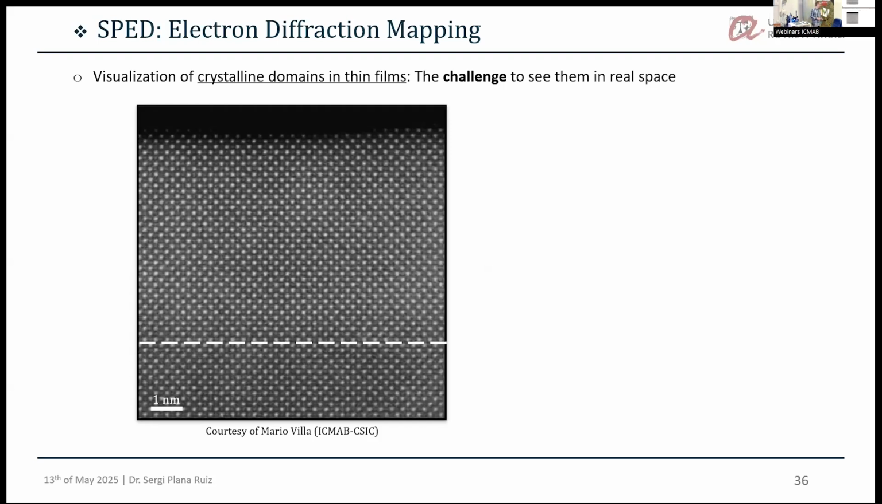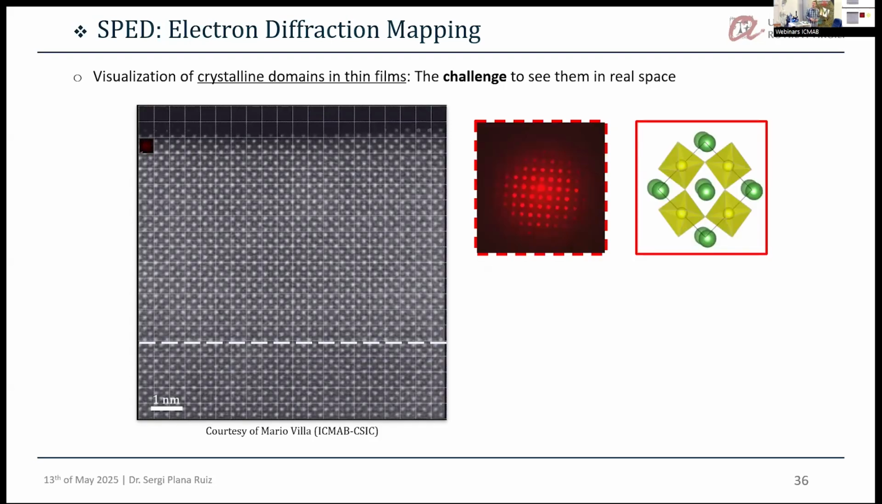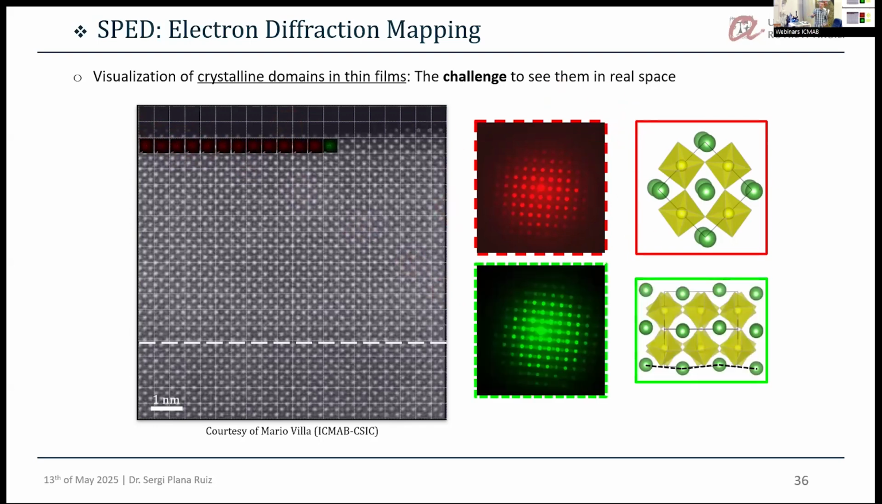But with diffraction, if the patterns are quite different, then you can differentiate them. So if we do that, we just discretize the position of the beam in this image, and you acquire a diffraction pattern in each position. We can start just here and we have this nice pattern. If we continue scanning, there is this other pattern here which is a bit different. Some of the reflections are in the same position, but others appear that are not in the other. You can use that in order to identify the different domains.